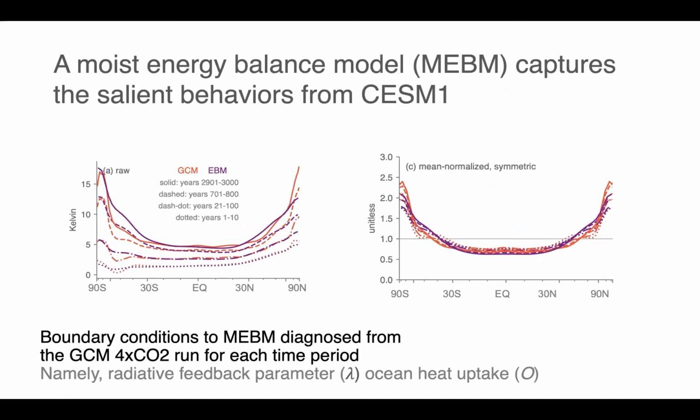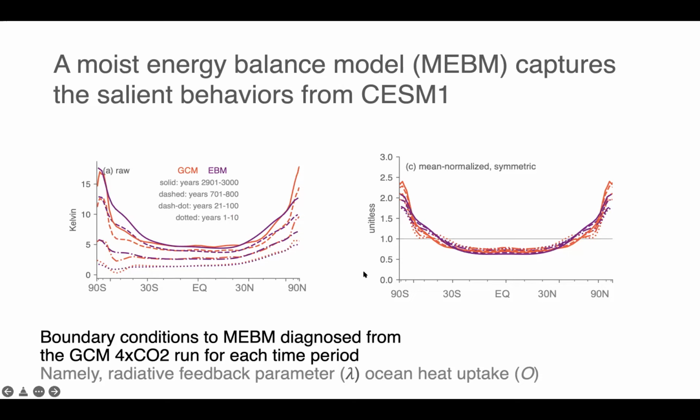Okay, so now we want to understand why this is happening. So we use a moist energy balance model, a simple diffusive model that we all know and love. This was Tim Merlis's biggest contribution here. What we do is we prescribe the energy balance model with radiative feedback parameter and ocean heat uptake fields diagnosed from the CESM1 simulation from these 4 different time periods we're looking at, as well as a realistic estimate of the radiative forcing.